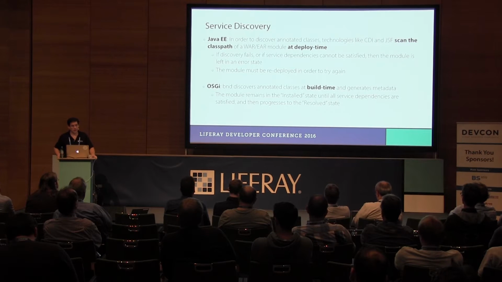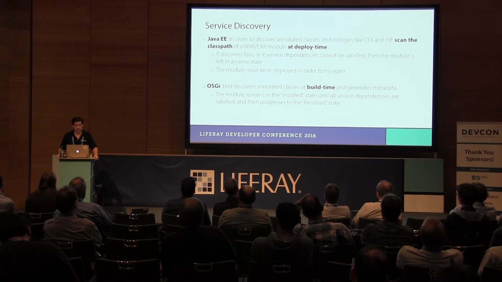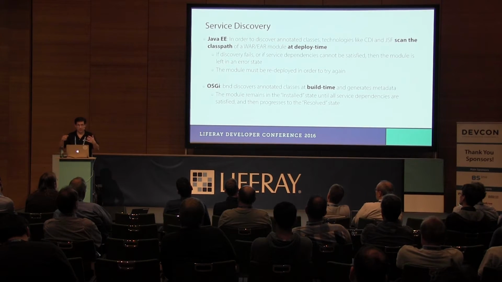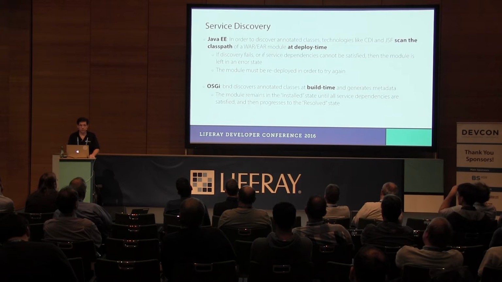as I see it. So again, with service discovery, Java EE, in order to find all the beans and so on in my project, is going to scan the class path. And that's something we want to try and avoid with OSGi. If discovery fails, or if service dependencies cannot be satisfied, then the module is left in an error state, right? You try to visit your project and you just get error messages, and you'll have to redeploy, as we discussed earlier, in order to fix it. So when we're using OSGi, hopefully these things are discovered at build time, and then the resolver will just bring our application online when all of its service dependencies are satisfied.